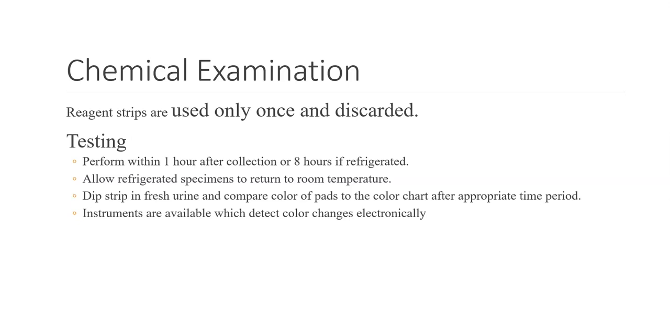Testing is performed within 1 hour after collection, or 8 hours if refrigerated. If you do put it in the refrigerator, be sure that you allow it to come to room temperature before testing, because a cold urine may not give the same results as a room temperature urine. Dip strips in fresh urine and compare the color of the pads to the color chart after the appropriate time period. Instruments are available which detect color changes electronically, which are preferred, and they're relatively inexpensive, about $500. Although, because they're so cheap, they make you use a certain type of strip. So that's where they catch you.